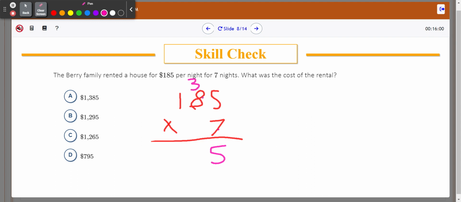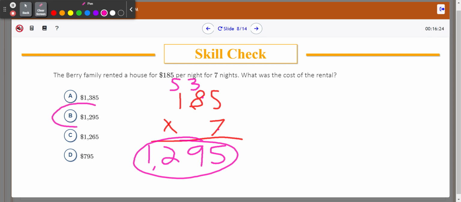Now I'm going to do 7 times 8. 7 times 8 is 56, plus 3 is 59. So the 9 goes down here from the 59, and I carry over the 5. Now I finish it off. Sorry, 7 times 1 is 7. Plus that 5 gives me 12. And guess what? We end up with the same answer. So it's really up to you which method you want to use, which one's easier, but you should get to the same answer no matter how you try to solve it.